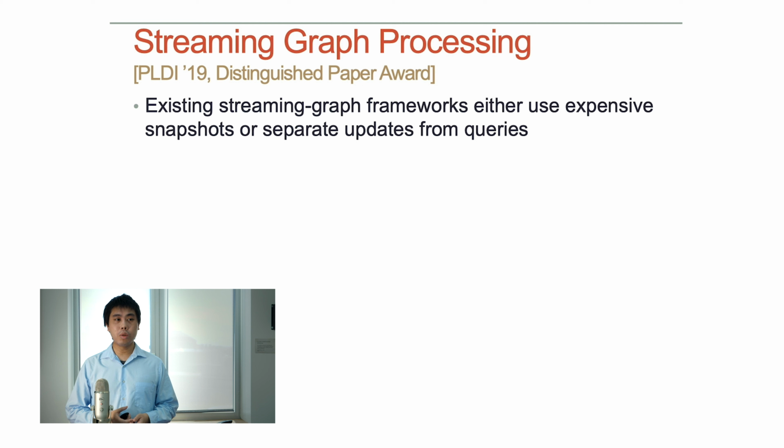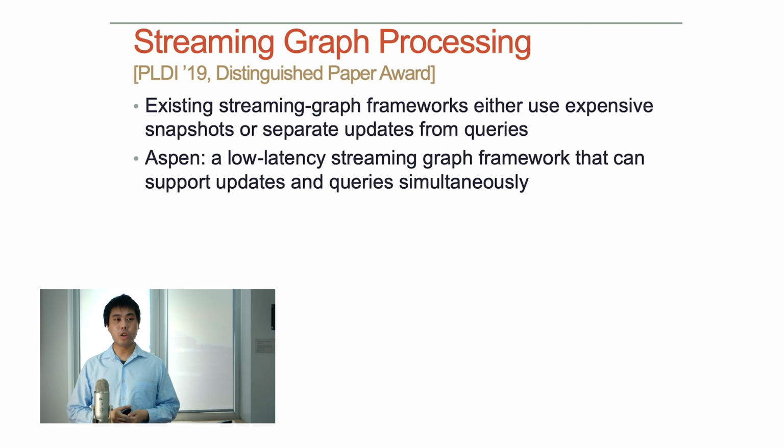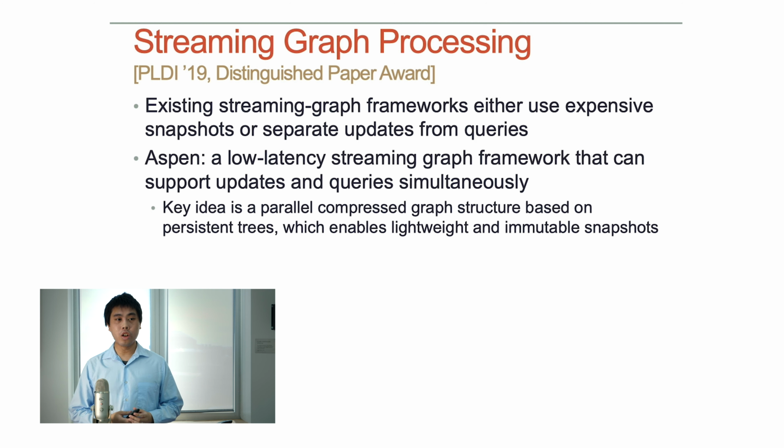To solve this problem, we designed the Aspen framework, which is a low latency streaming graph framework that can support updates and queries to the graph simultaneously. The key idea behind Aspen is a parallel compressed graph data structure based on persistent trees, which enables us to create lightweight and immutable snapshots of the graph efficiently. Queries can then run on their individual snapshots, and they don't have to worry about the graph being updated because the version of the graph that they're seeing is static.